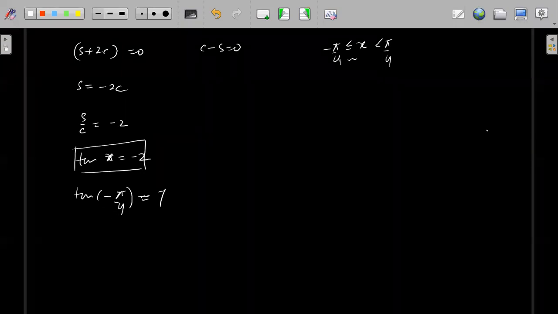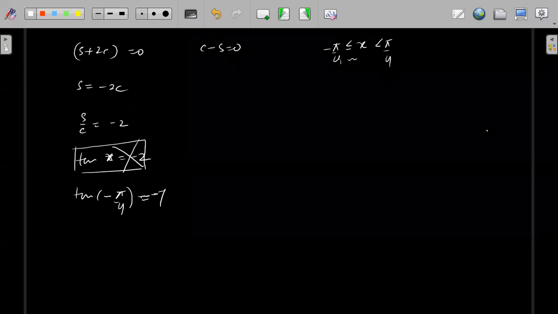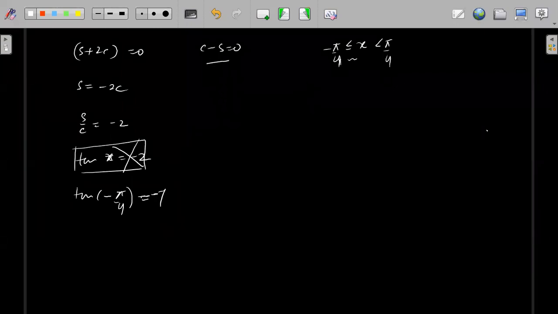Yes. So here tan of minus pi by 4 is minus 1. Anything less than that will give you a lesser value, right? So that means this case is not possible. Tan of x can never be equal to minus 2. This is okay, I hope, because the minimum value you can go to is minus pi by 4. Now let's see, c is equal to s.